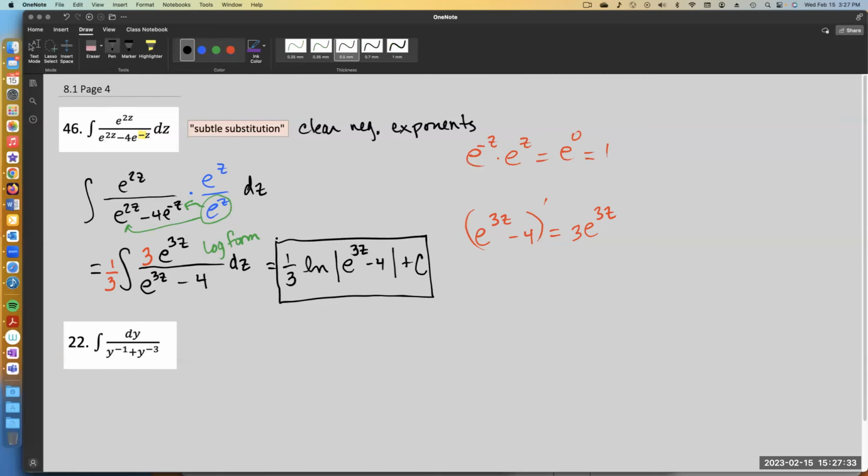So multiplying by 1 is a very, very common strategy when you're integrating. Lots of times when you're integrating, you want to massage the integrand a little bit, and usually massaging is done by multiplying by 1.